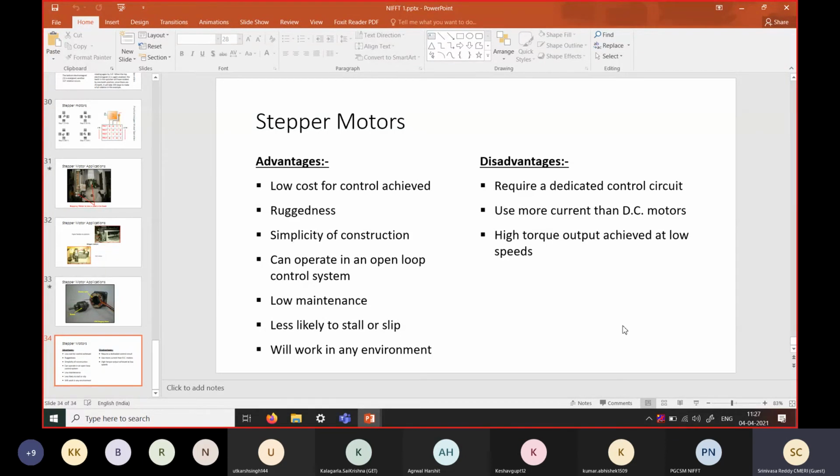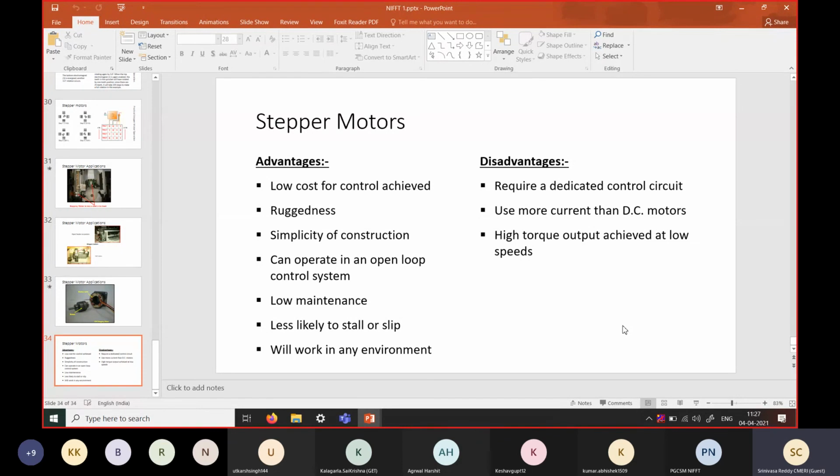step motion. They are very rugged, their construction is simple, and they can operate in an open loop control system. The same motion, if you want to achieve through a normal DC motor, then we need to apply a closed loop control system. Their maintenance is low, they are unlikely to stall or slip, and they can work in a wide variety of environments.